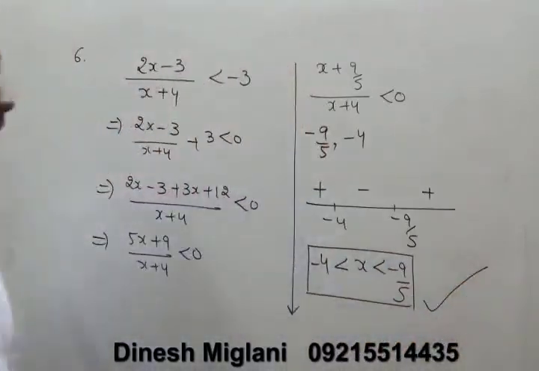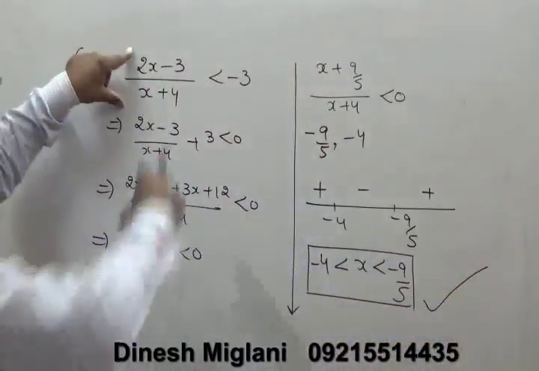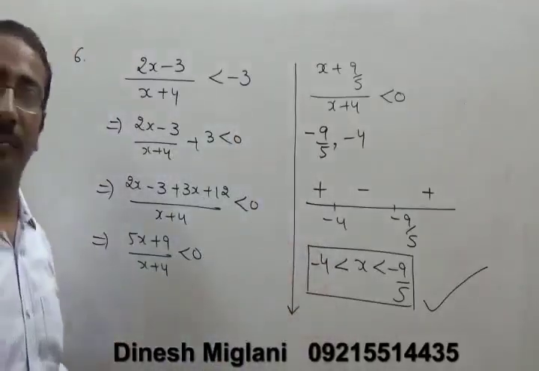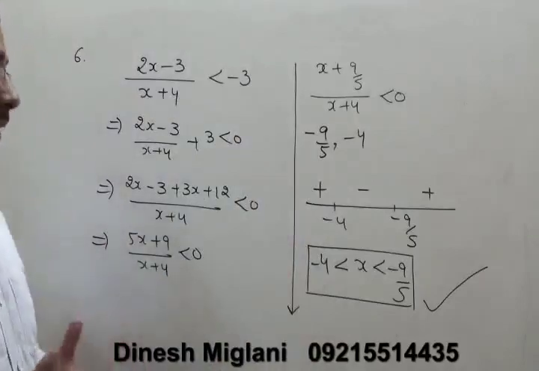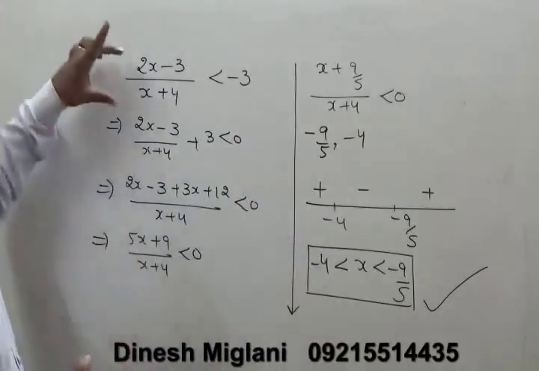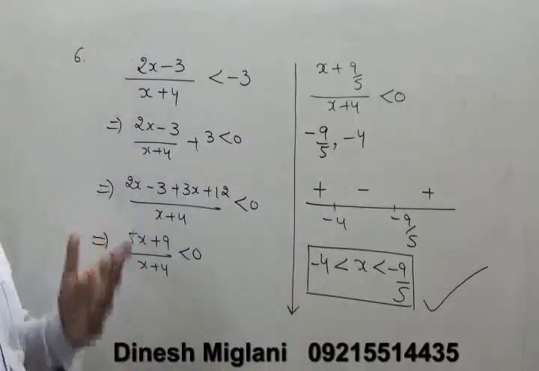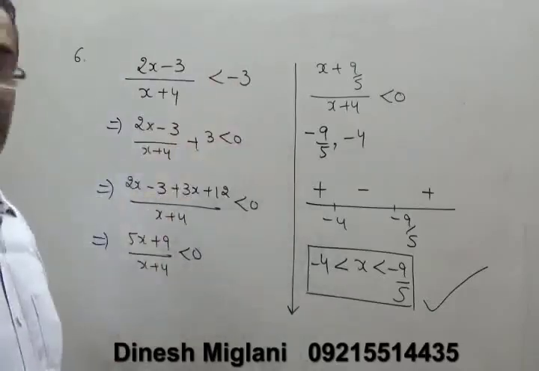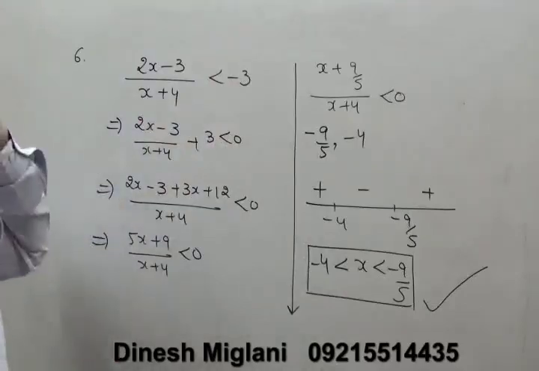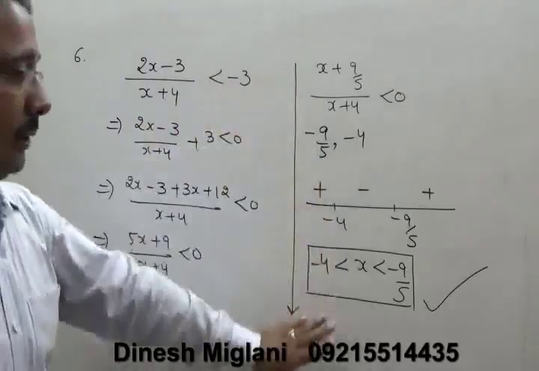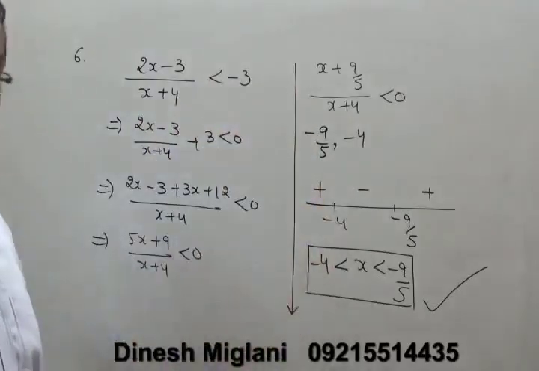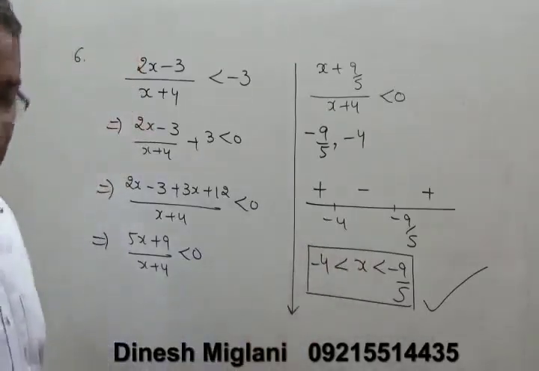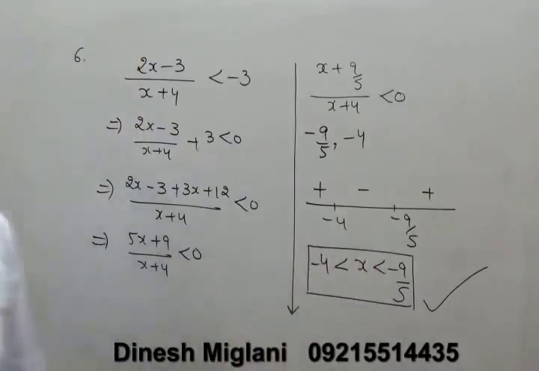So what I can say is that if my question is this one, my final answer is this one, right? Before applying the wavy curve method, the first thing is you have to convert your question compatible with the wavy curve method, right? For that, it should be either greater than 0 or less than 0. Coefficient of x must be 1. Just try to convert it, and finally here I can say that x is greater than minus 4 and less than minus 9 by 5. It is the answer to my statement.